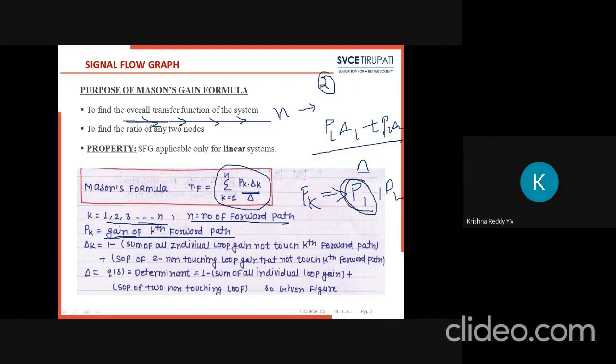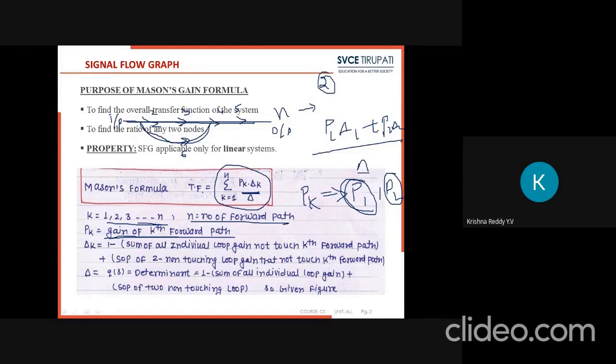Suppose you have a forward path like this, with magnitudes 2, 3, 4, 5. The product of all these gains is known as P1. Similarly, we have one more forward path, with gains 6, 4, 5. It is the gain of that forward path, in order to move from input to output. The product of 6, 4, 5 is the gain P2.